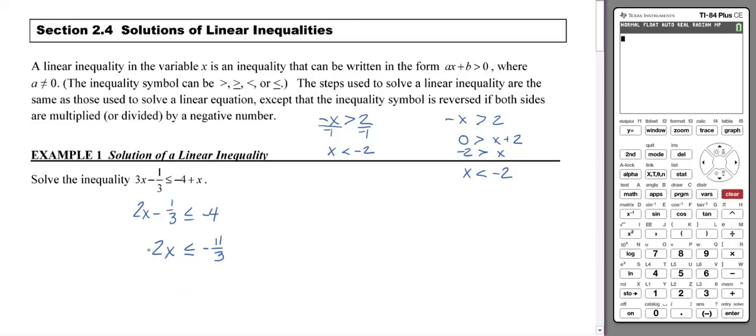Now if I multiply both sides by 1/2, then I'm going to get my x by itself, and that gives me negative 11/6. Notice I did not flip my inequality sign. I was multiplying by a positive number on both sides. On the right side, of course, I multiplied a negative number, but I didn't multiply by a negative number. I multiplied by a positive number. So this is the answer to that inequality.